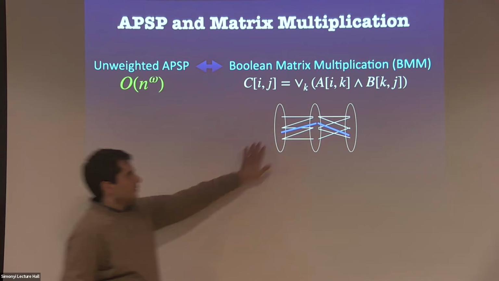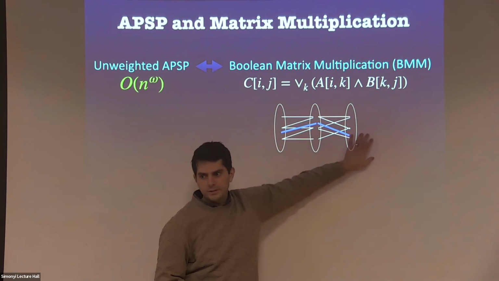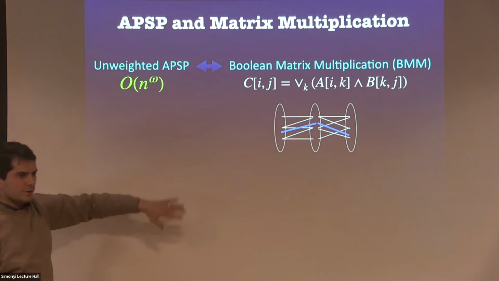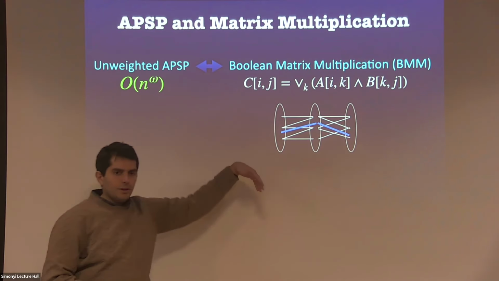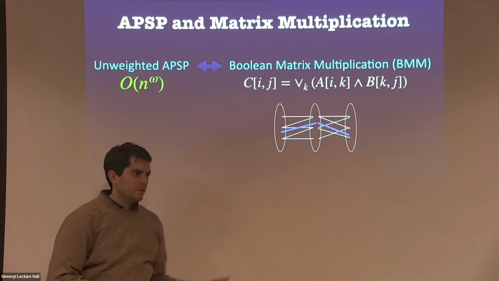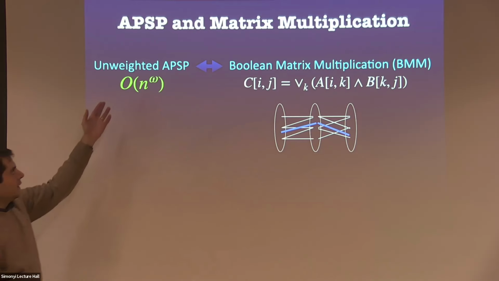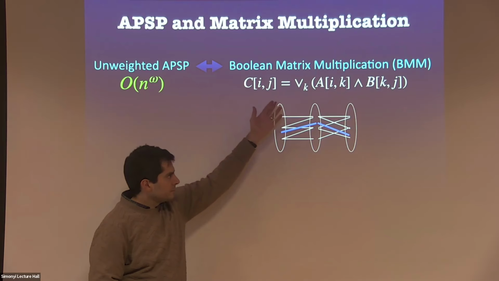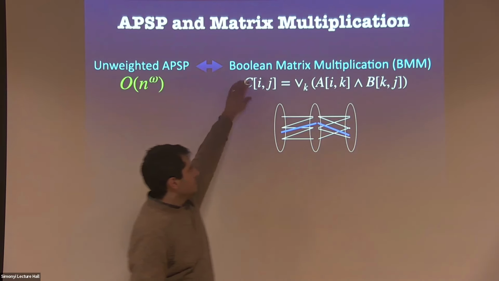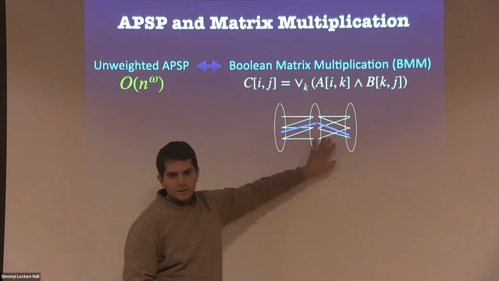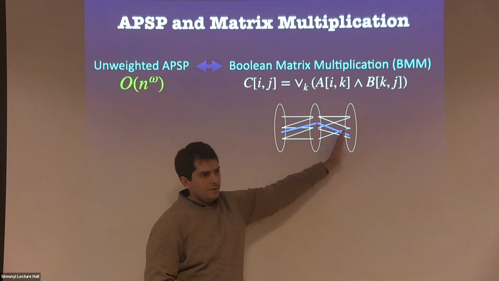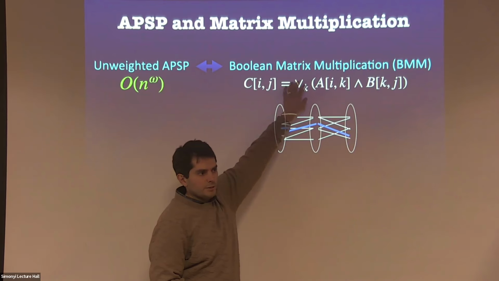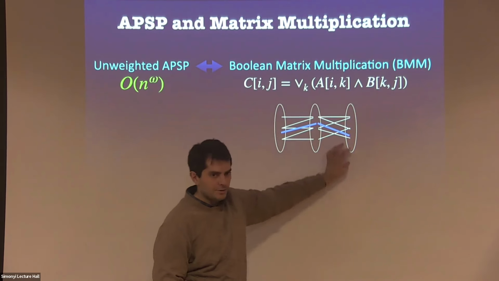What I mean is that all you have to do is look at these three-layer graphs. Let's start with the unweighted APSP, and then we're going to move to weighted. This is actually how you solve the unweighted APSP. I said you can solve it with fast matrix multiplication in n to the omega, and this is how you do it. You go from unweighted APSP to Boolean matrix multiplication, where you want to compute this kind of product. As a graph, you get a three-layer graph, and you want to know for every pair on the left and on the right, is there a two-path? So Boolean matrix multiplication is just this, where this is a matrix.